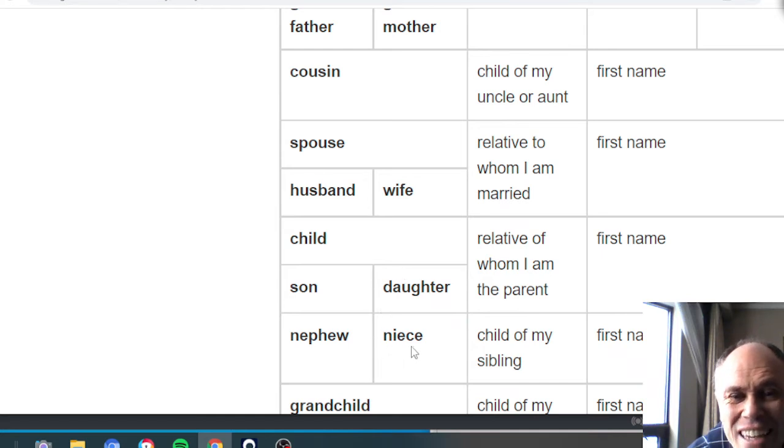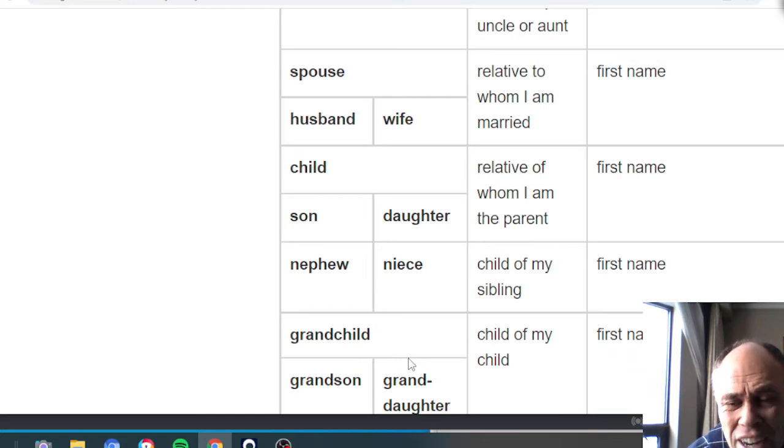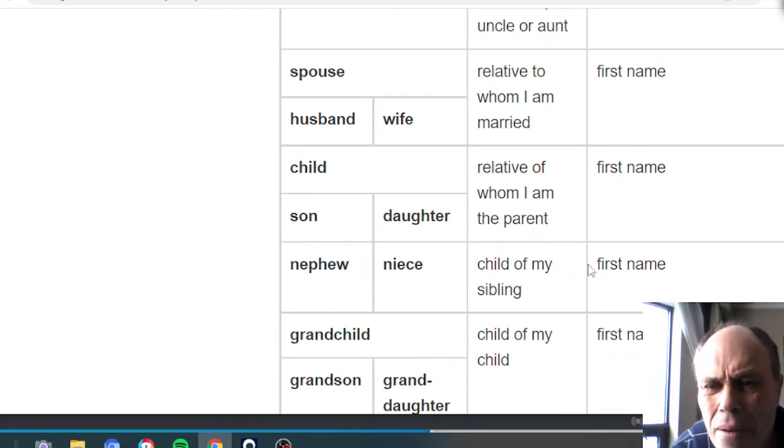Next we have niece and nephew. They are the children of your siblings. Okay, so normally they'll be much younger, depending on the age of your sibling. And you refer to them by their first name. And if it's your niece, you could say to someone else, this is my niece, this is my nephew.